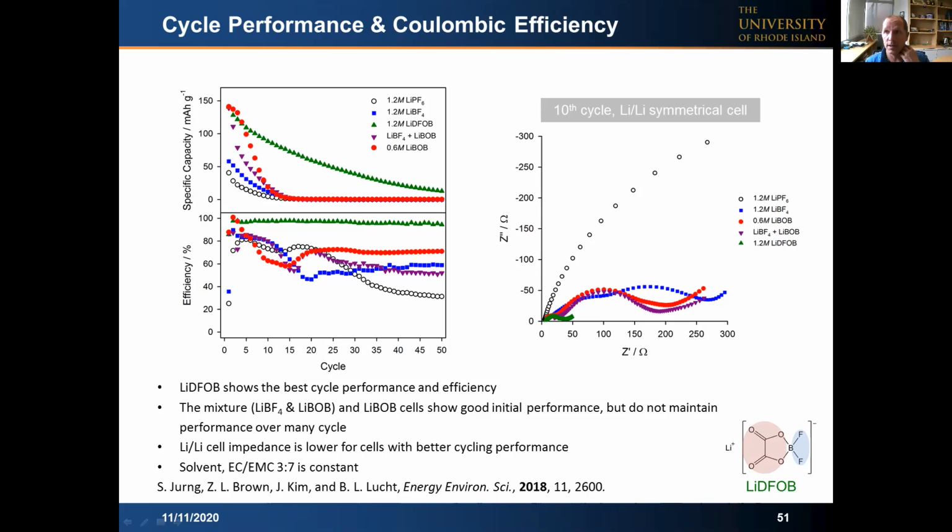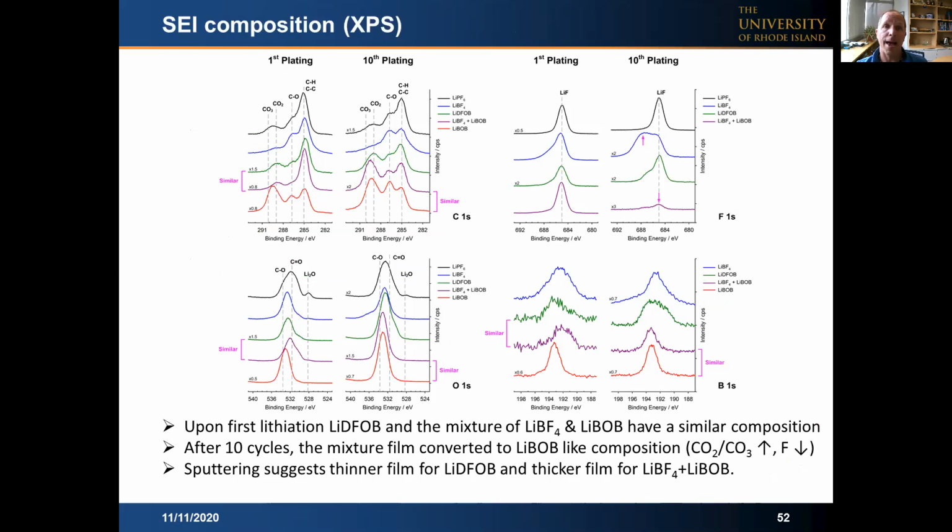So what this suggests is that it's very consistent with our lithium metal symmetrical cells, and that the lithium difluorooxalato borate has much, much better cycling performance and much lower electrochemical impedance than all of the other electrolyte formulations. So we went back and we studied the materials by X-ray photoelectron spectroscopy to try and see the difference. And while there's a lot of information on this slide, the main thing we want to focus on is the lithium difluorooxalato borate and the LiBF4 plus LiBOB.